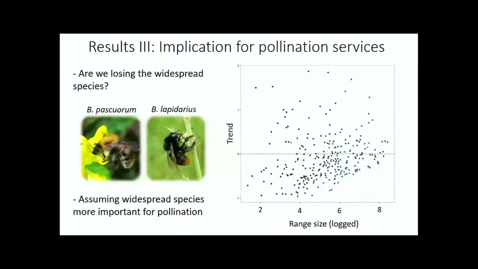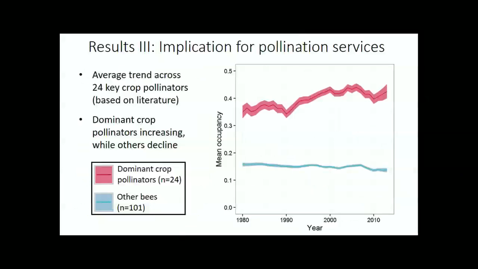To just get a quick handle on that, I wanted to see if range size was associated with trend. And as you can see, there's nothing really going on here. But to take that one step further, I went to the literature and picked out some key dominant crop pollinators in Britain. So there's 24 species, and that's the red line. This is their mean occupancy plot here. So if anything, these species look like they're doing quite well, which I guess is good news. But then if you contrast it to all the remaining bees, you can see that they've still shown a little bit of a decline there.